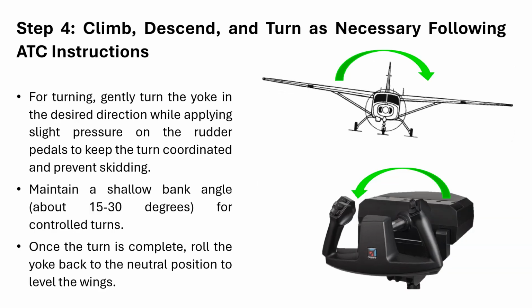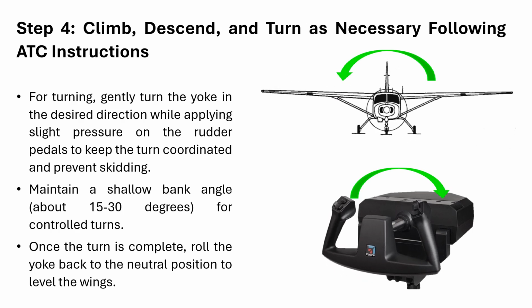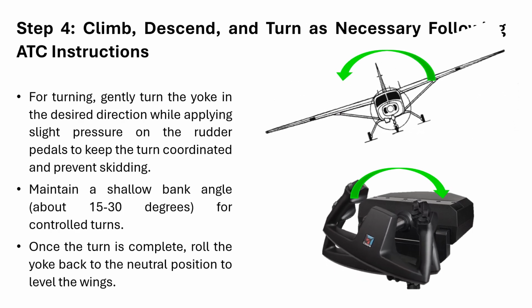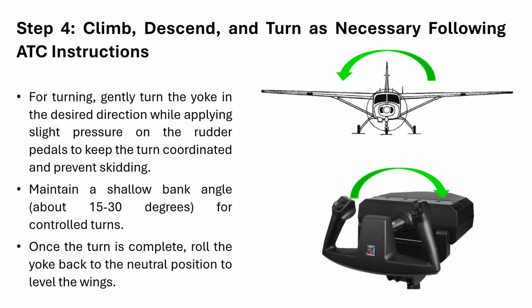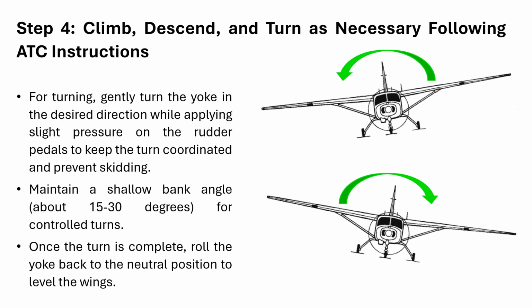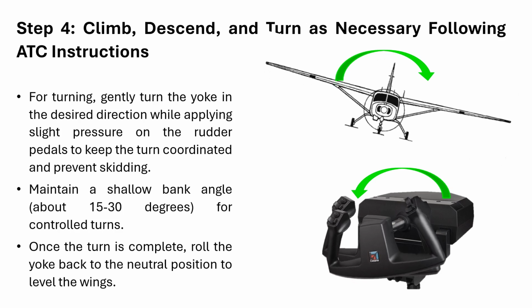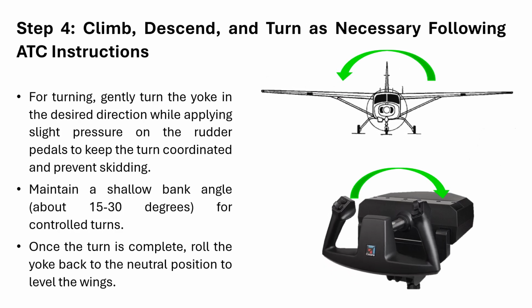For turning, gently turn the yoke in the desired direction while applying slight pressure on the rudder pedals to keep the turn coordinated and prevent skidding. Maintain a shallow bank angle, about 15-30 degrees, for controlled turns. Once the turn is complete, roll the yoke back to the neutral position to level the wings.